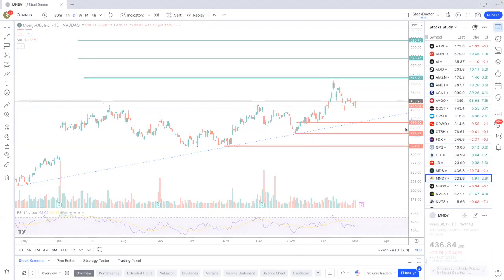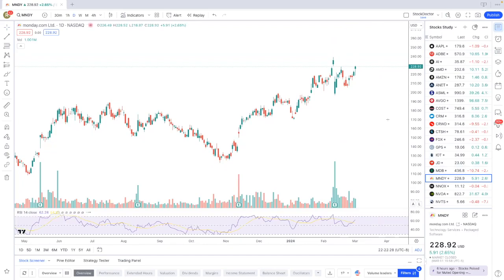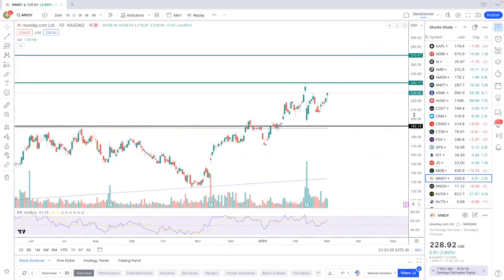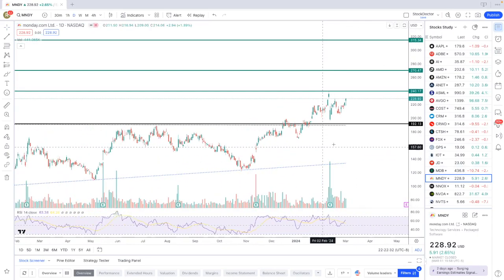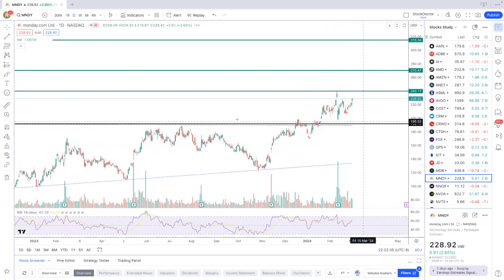The next stock we have is Monday.com. So Monday.com had its earning recently. It is well above its important support area of 192. We gave the target of 240 a few days back, and it achieved its target. And now the situation is that if it starts trading above 240, then you are going to see 270 and 350 in coming weeks to months.